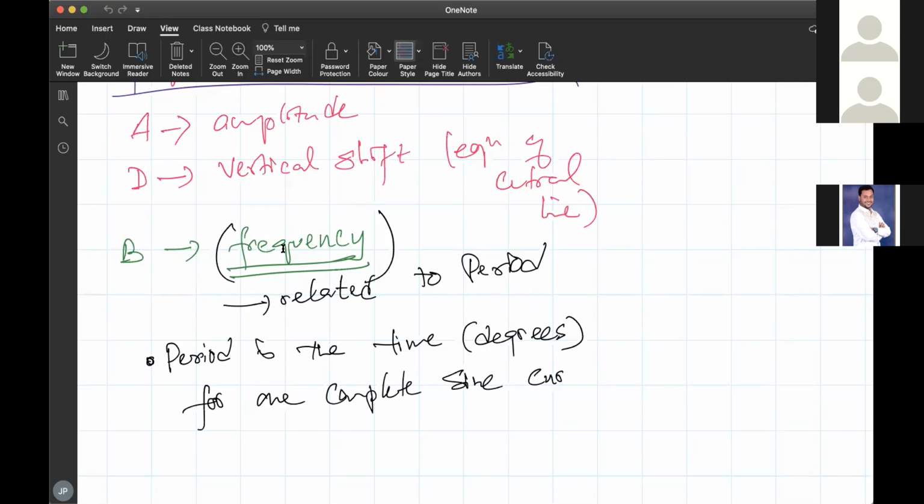I'm going to write curve because in physics you'll use the word wave. Period is the time for one complete wave. Period is denoted by the letter T. It's not B, it's denoted by T. T is period.